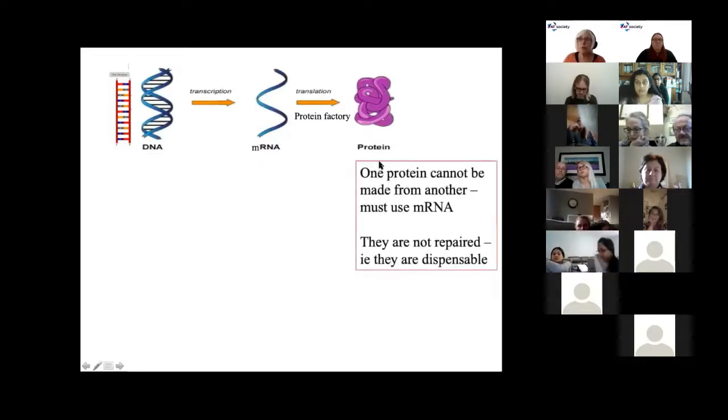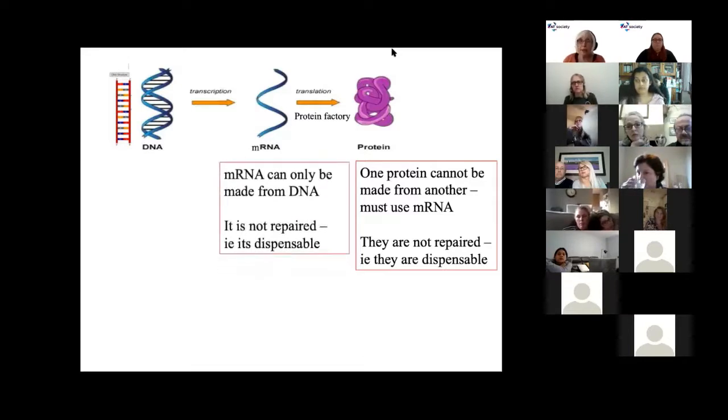Now, proteins can't be made from another protein. You have to go back and use the information in the RNA or further back to get it from the DNA. You can't copy one protein from another protein. There are no machines that can do that because they're so tightly folded. So they're not important to the cell. They're dispensable. Some proteins will last quite a long time. Some others are discarded quite rapidly. A few proteins are made once, used and die. They're kind of kamikaze proteins.